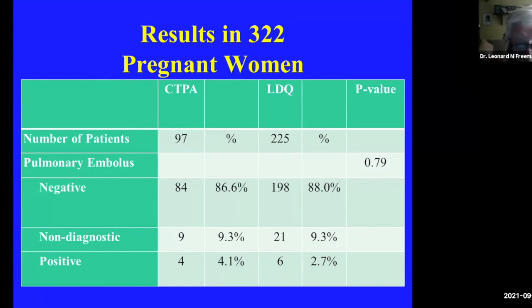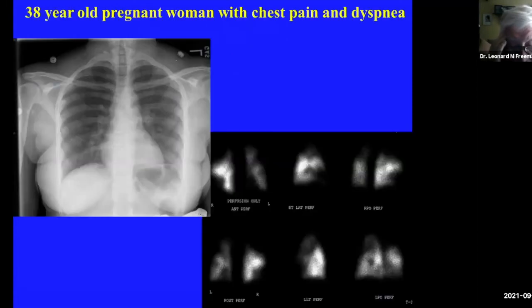This is perfusion scans alone, okay? And here's a comparison of 97 patients that had CT and 225 patients that had a low dose perfusion, 1 millicurie. And you can see that the positivity from the CT was 4.1%. The positivity from the perfusion alone was 2.7%. It worked quite well. And as far as the false negatives are concerned, well, here's a positive study, that's quite clear. This is a perfusion alone, and you can see the multiple defects with a negative chest X-ray in a pregnant woman.